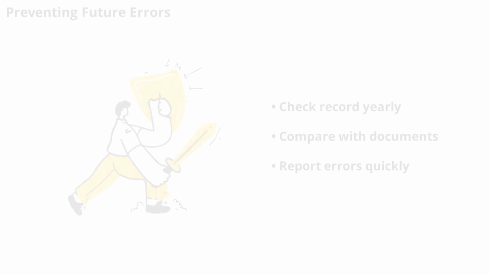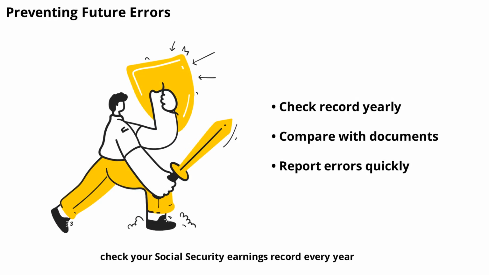To prevent future errors, check your Social Security earnings record every year. Make it a habit to compare your record with your own documents. Report any discrepancies as soon as you find them. The sooner you catch mistakes, the easier they are to fix. Staying proactive protects your benefits and gives you peace of mind.